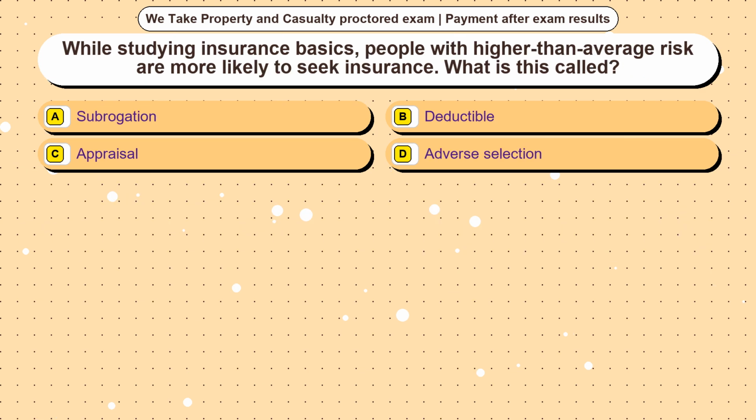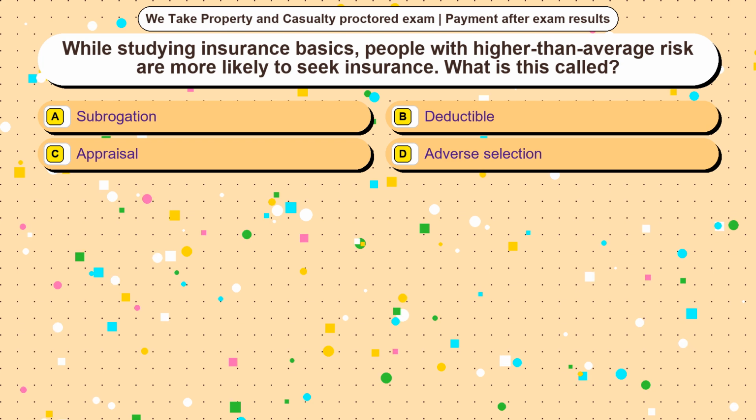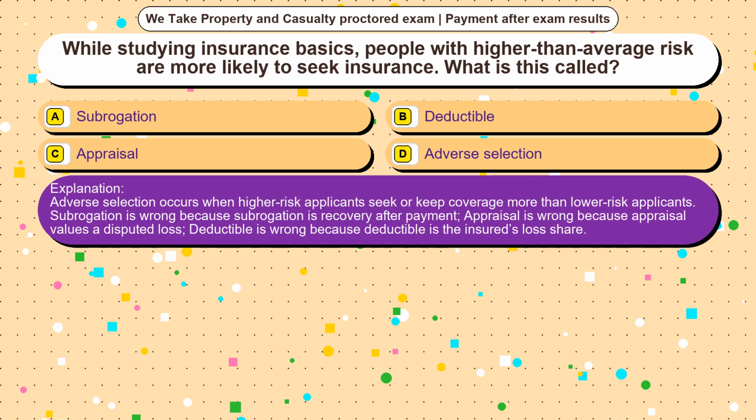Question 20. While studying insurance basics, people with higher than average risk are more likely to seek insurance. What is this called? Option A, subrogation. Option B, deductible. Option C, appraisal. Option D, adverse selection. The correct answer is option D. Adverse selection occurs when higher risk applicants seek or keep coverage more than lower risk applicants. Subrogation is wrong because subrogation is recovery after payment. Appraisal is wrong because appraisal values a disputed loss. Deductible is wrong because deductible is the insured's loss share.